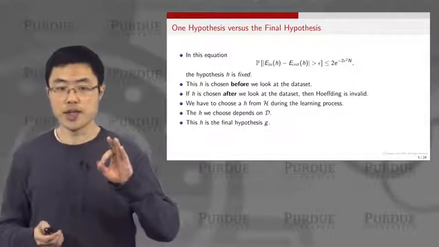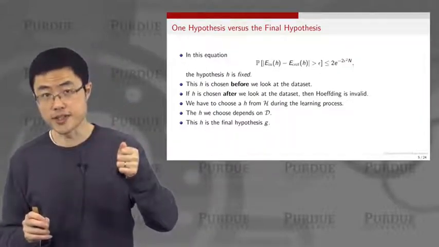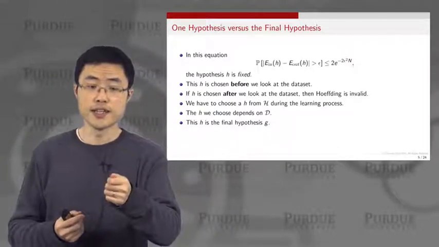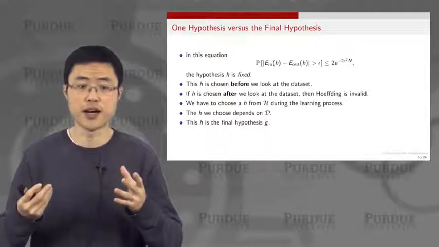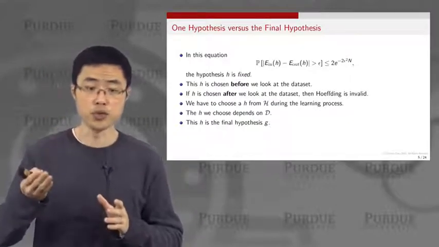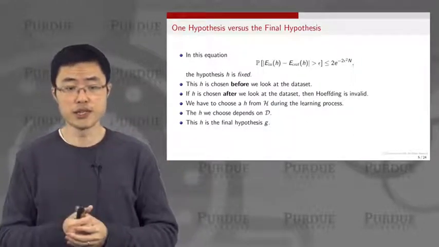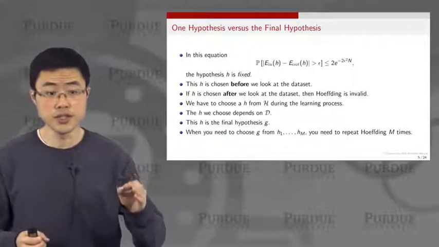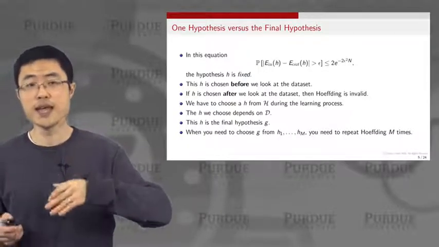To be more clear, in this equation what I'm really analyzing is not one hypothesis from the entire hypothesis set. I'm just evaluating the final hypothesis, where for some magical reason someone gives you this g. Then this Hoeffding inequality will be able to quantify the training error for this g, the final hypothesis, compared to the out-of-sample error for this g. Again, if you have a set of hypotheses to choose from, we need to take care of all the possible hypotheses inside the hypothesis set. So if you need to choose a g from a set of hypotheses, H1 through Hm, then you need to repeat this Hoeffding inequality M times.